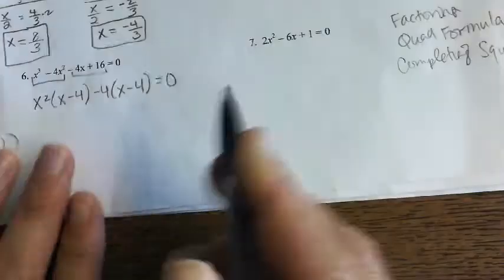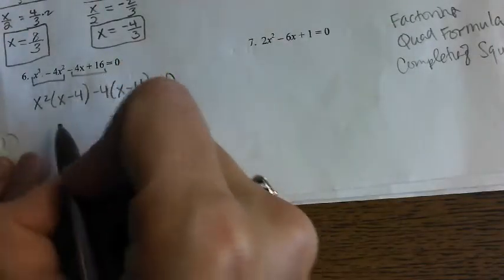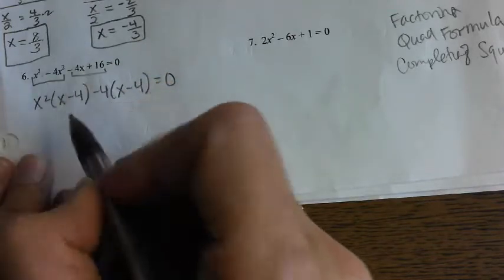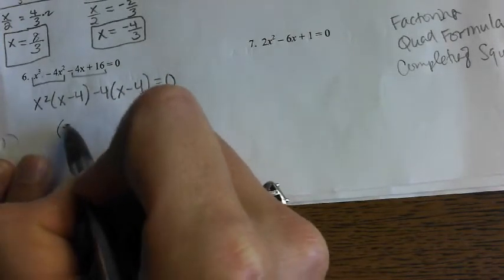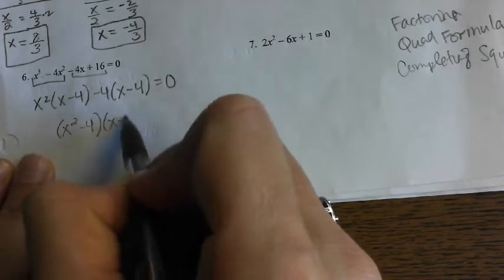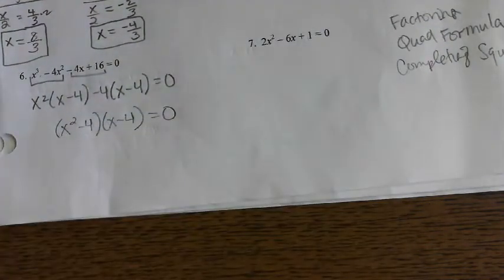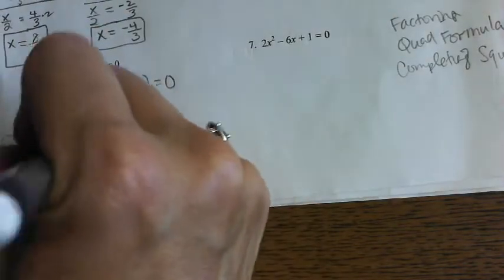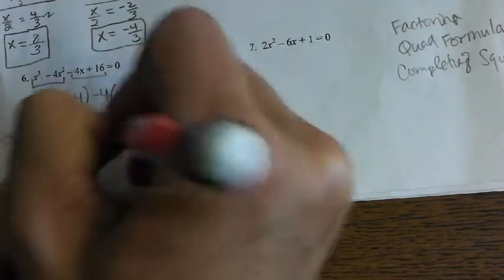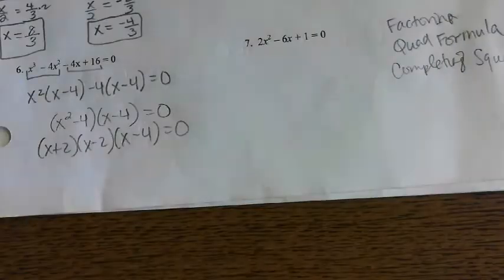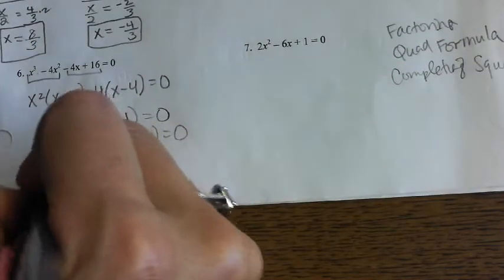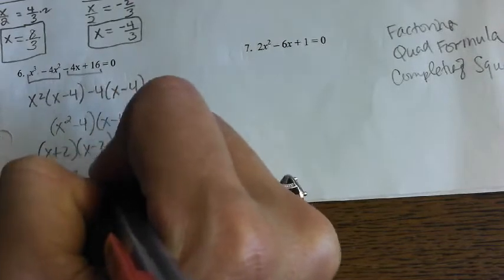3. So we're going to go with grouping, take out an x squared, take out a negative 4. And so, Brock, what are my two factors? X squared minus 4 and x minus 4. And what do you do from here? Factor out the x squared minus 4. Very good. Keep factoring. X plus 2, x minus 2. And with those three factors, you can see your three solutions when you tee it up. X equals negative 2, positive 2, and 4.